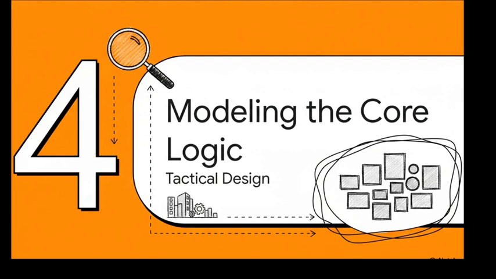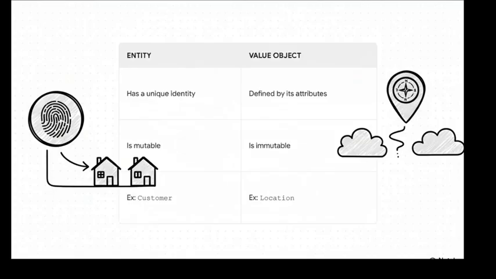Okay, so once we've mapped out that big picture with strategic design, it's time to zoom in. We get down into the weeds with tactical design. This is where we define the actual building blocks of our model inside each of those bounded contexts. So, two of the most basic building blocks you'll hear about are entities and value objects.